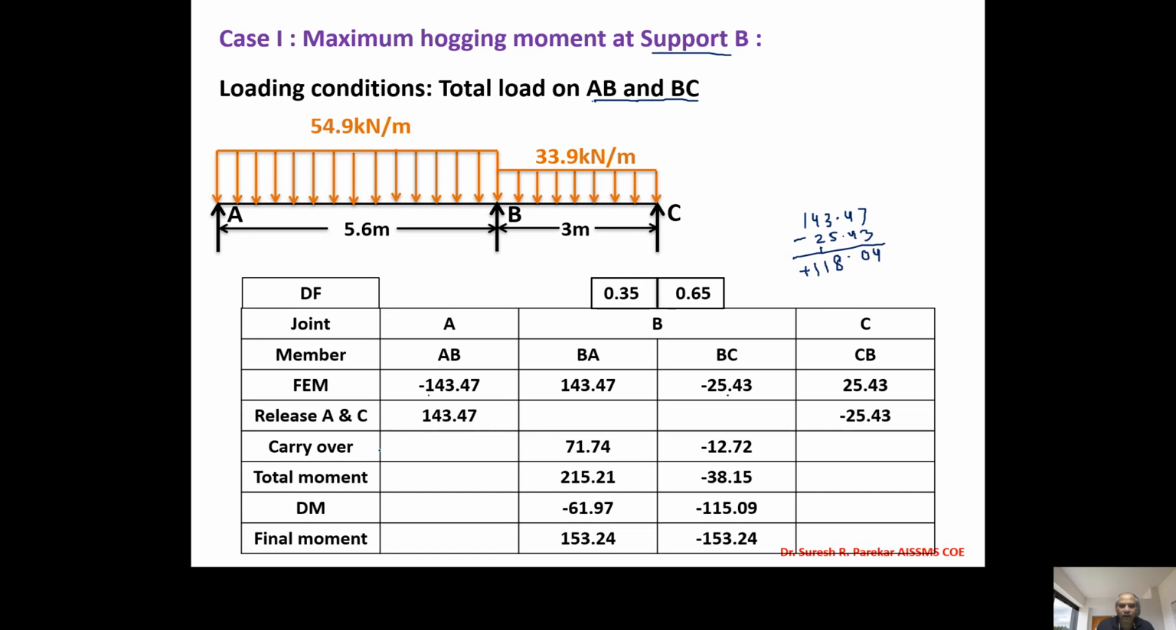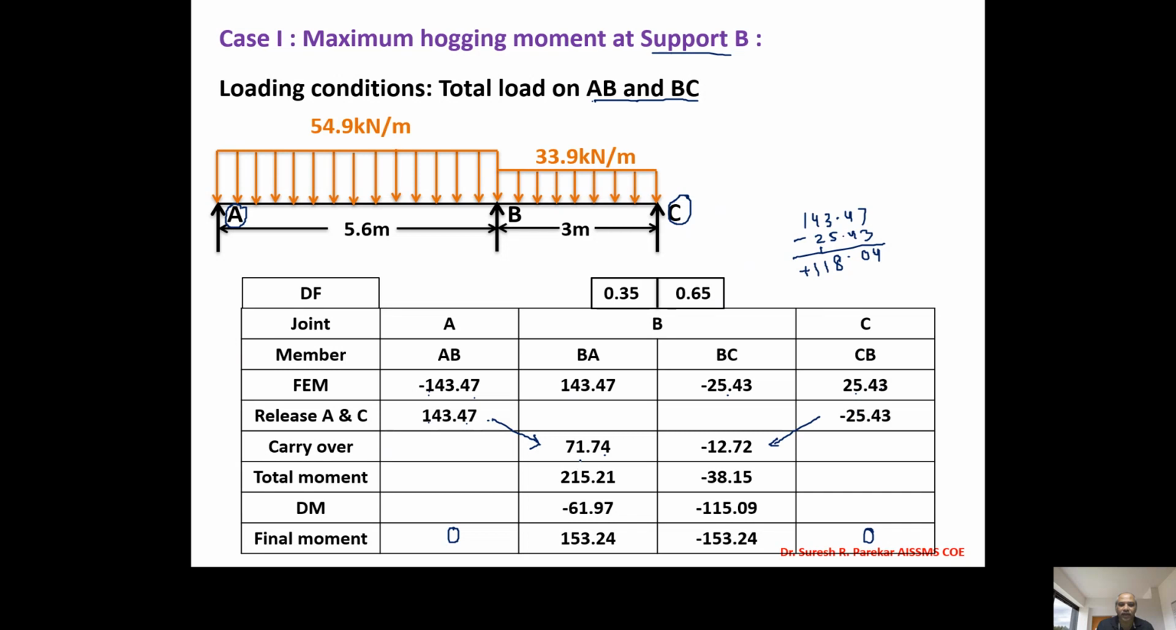So carry over we have. First we have to release, as support A is a simple support and support C is a simple support. So we have to release these two supports, and then we will release it: minus 143.47, so 143.47, it becomes 0. Similarly for this, 25.43 minus 25.43, this is 0. Then we have carry over. Half values we have taken on this side, 71.74 and minus 12.72.